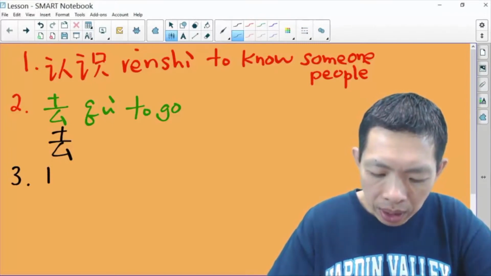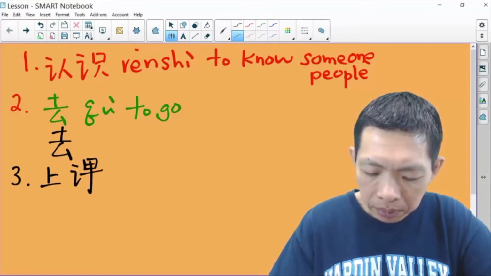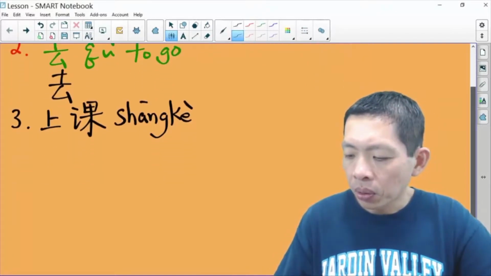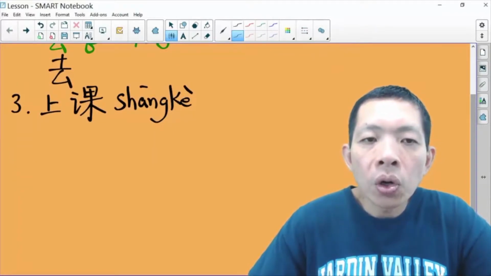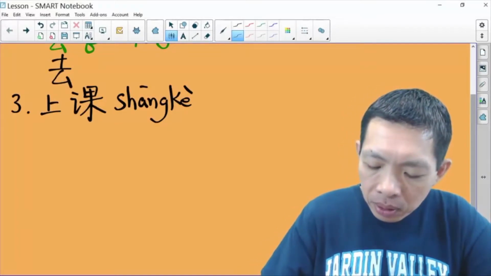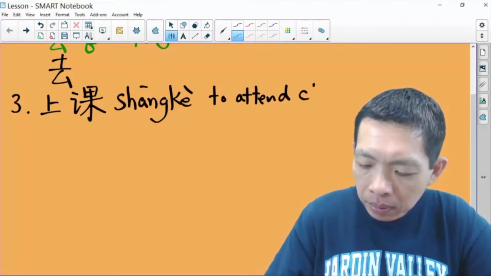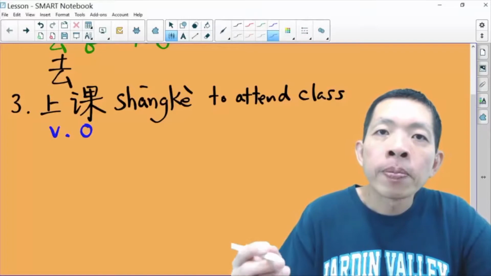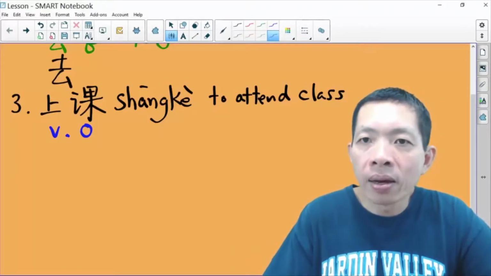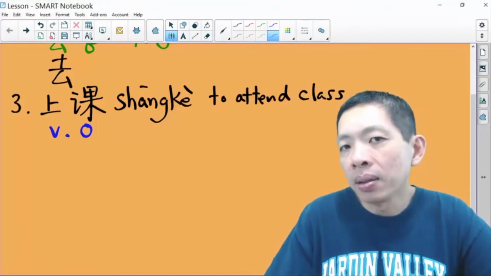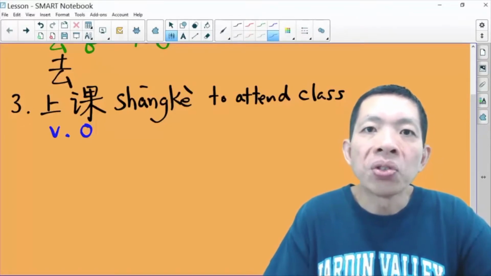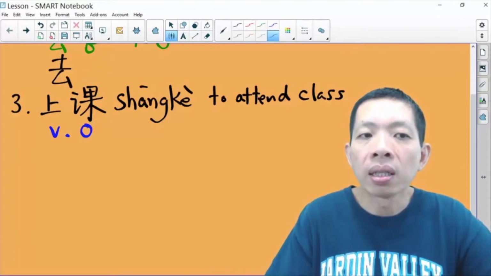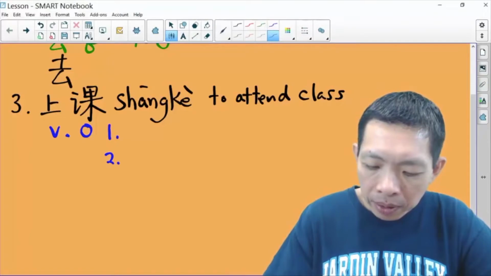Number 3, 上课. 上课 means to attend a class. Now this is actually a very special one. This is the first time we talk about this. It is actually a verb phrase. A verb phrase is a verb plus a noun. This is an object, so you do not need another object for it. So what you do is simply say 我去上课. I need to go to attend a class. I need to attend my class. 我去上课.